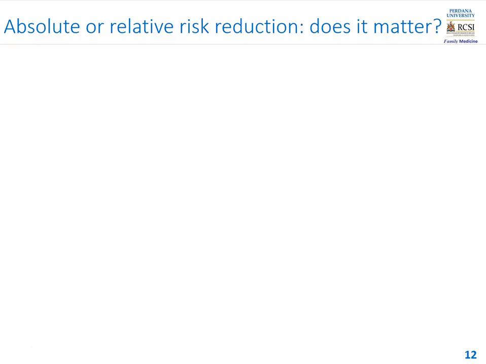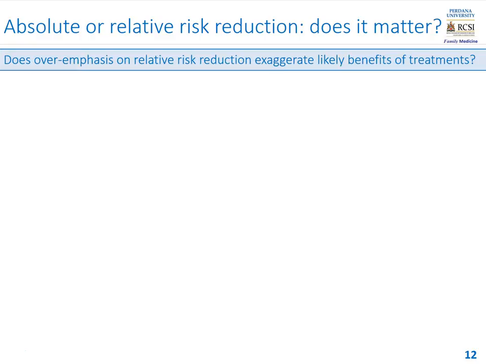It comes down to the difference between absolute and relative risk reduction and how the same information can be presented differently. And the question is, does it matter? I think it does matter, and let me explain to you why. Let's look at an example where overemphasis on relative risk reduction may exaggerate likely benefits of treatments. There's also a suggestion that overemphasis on relative risk reduction could also minimize the harms that come from treatments.